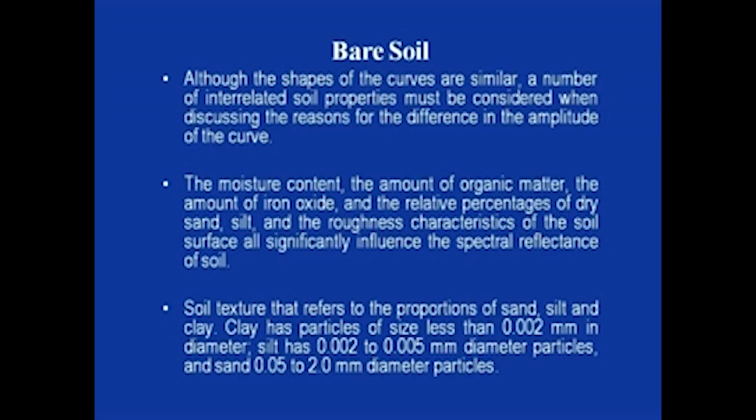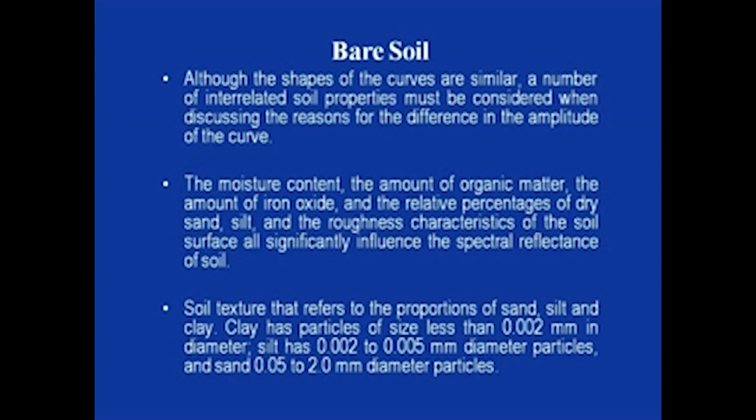Although the shapes of the curves are similar, a number of interrelated soil parameters must be considered when discussing the reasons for the differences in the amplitude of the curve. The moisture content, the amount of organic matter, the amount of iron oxide, the relative percentages of sand, silt, and clay, and the roughness characteristics of the soil surface all significantly influence the spectral reflectance of the soil.